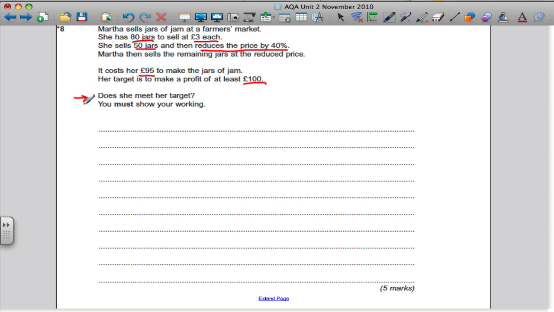Obviously here, do remember at the end to state, based on your workings, whether she does or doesn't meet her target, because there will be a mark of the 5 for that statement. Okay, now in real life, in business, your profit is your income or your sales, how many sales you've made, subtract your cost to make the items you're selling. Now we know she wants to make £100 profit. We don't know her sales, but we know her costs are £95.